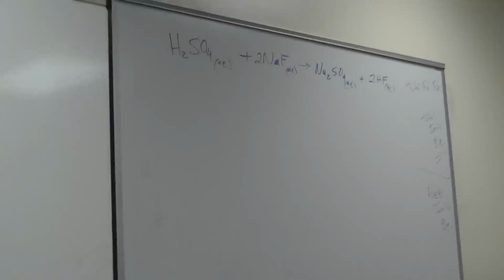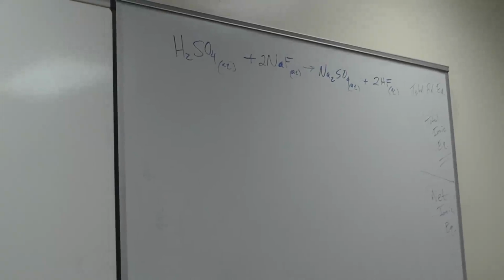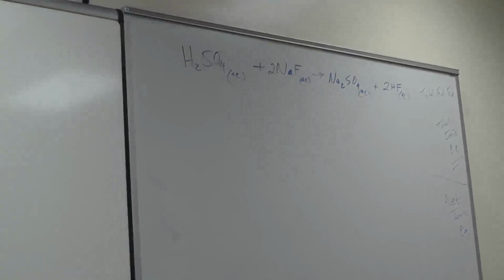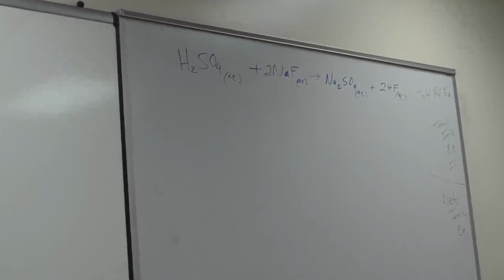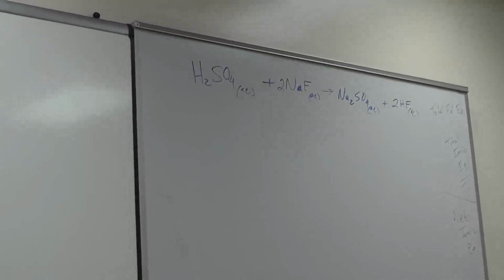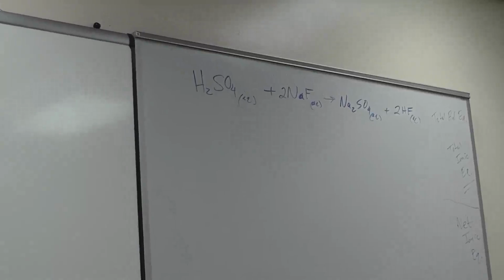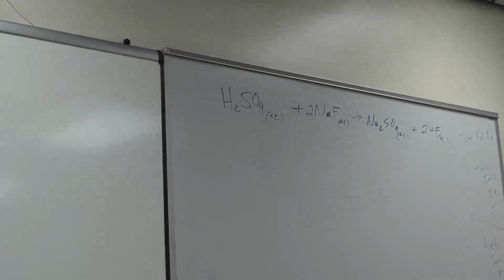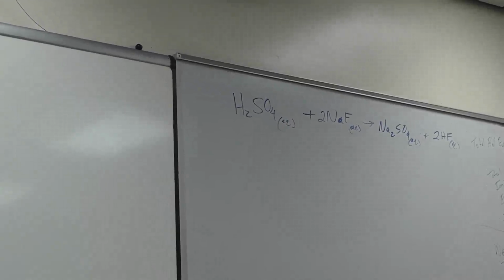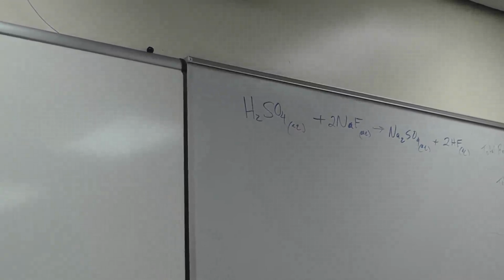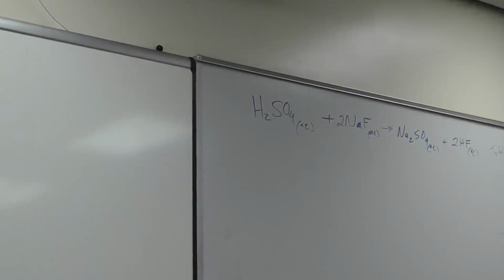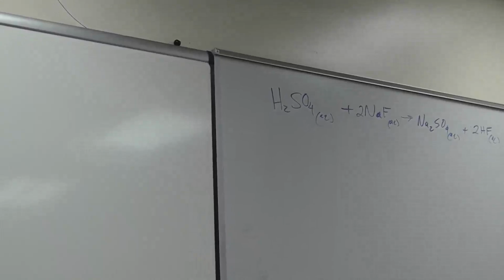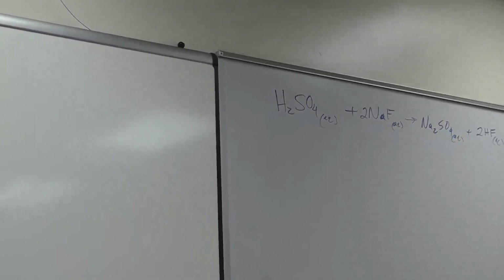Personally, I think this one has a little bit of issue the way it's written. Let's look at this one together. H2SO4 aqueous, we know sulfuric acid is a strong acid, we know it's aqueous. Sodium fluoride, again, most of the group 1 and the halides are soluble salts, so I agree with that being aqueous. Sodium sulfate, again, a lot of sulfates are insoluble, but group 1 sulfates are soluble.